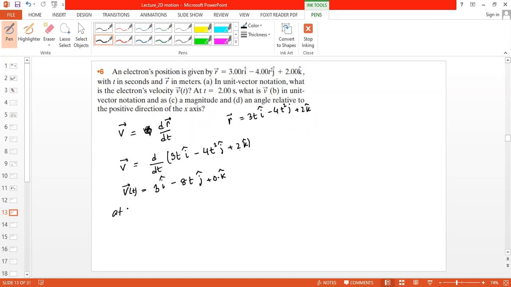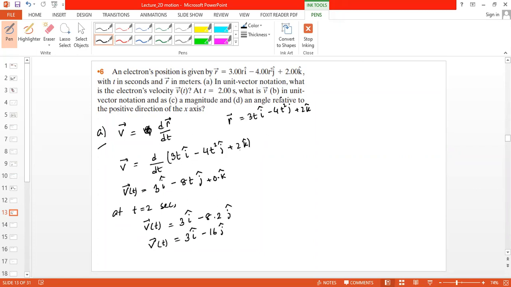So at time t equal to 2 seconds, v(t) is equal to 3i minus 8 times, replacing t by 2, that is equal to 3i minus 16j. This is my velocity as a function of time. This is my equation for math 1.